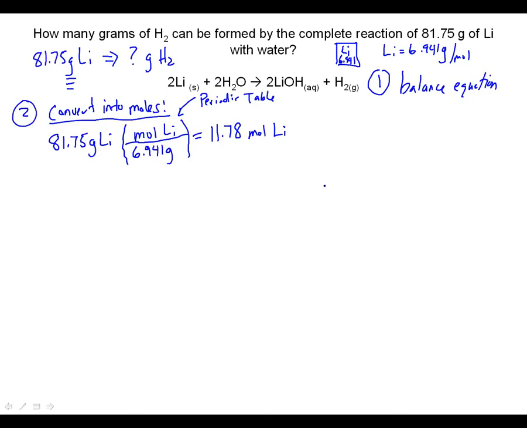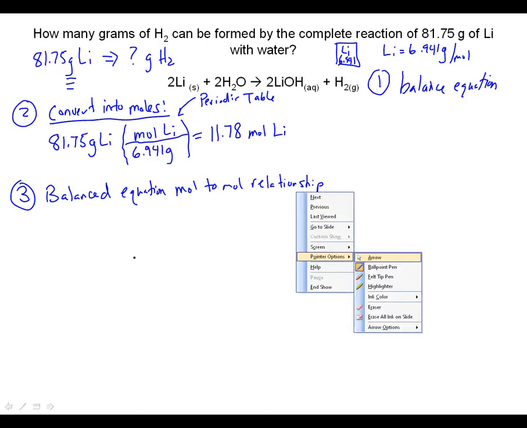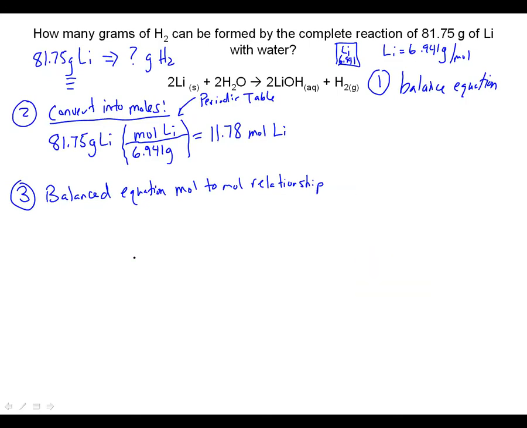We're going to go to the balanced equation and find the mole to mole relationship of the 2 things we're interested in. So again, one thing is what they gave us. In this case, just like in the last one, they gave us lithium. And just like in the last one, we're interested in the H2. So we get the same equality that 2 moles of lithium will give us 1 mole of H2.